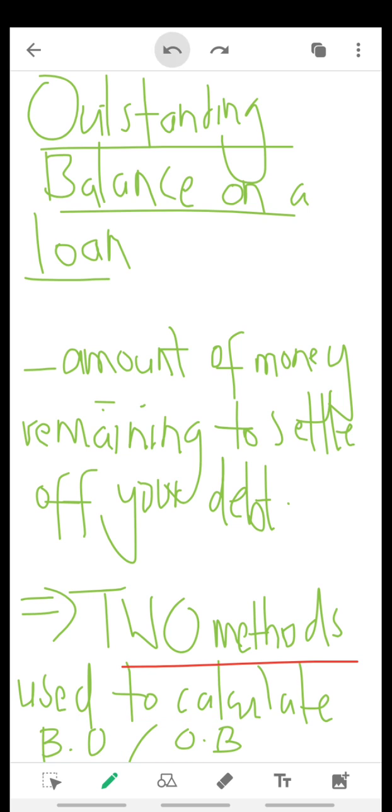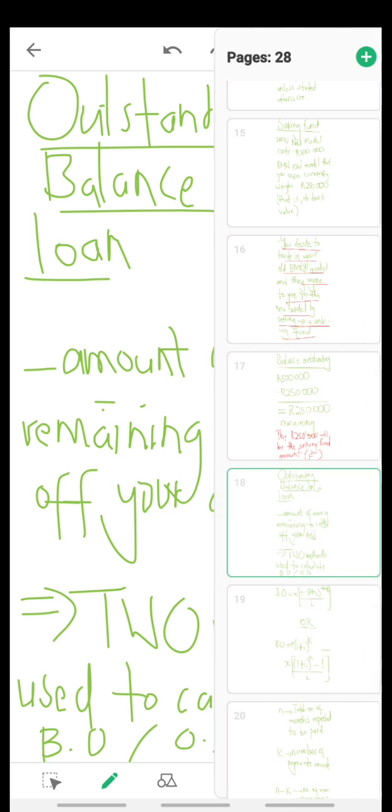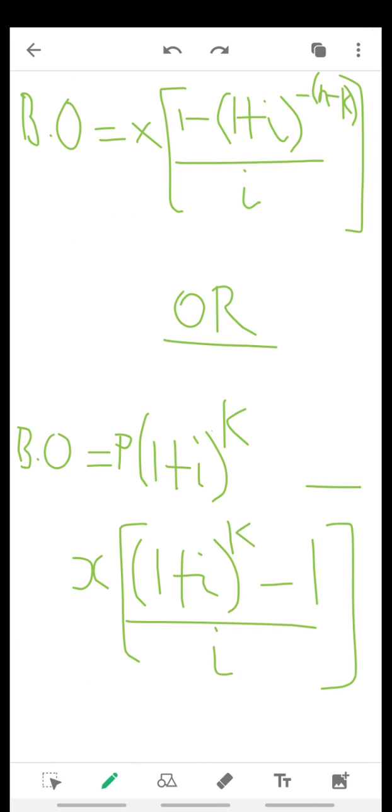Okay, please note it down. There are 2 methods or 2 formulas that we use when we are finding the outstanding balance of a loan. The first one is this one here, which is X bracket 1 minus 1 plus I to the power of, please take note here, it's not just N like the present value annuity, it's N minus K, to the power negative bracket N minus K bracket all over I. Okay, we'll explain what is the meaning of this.